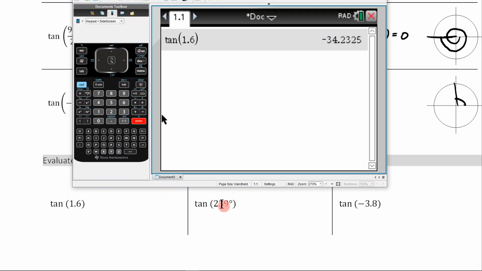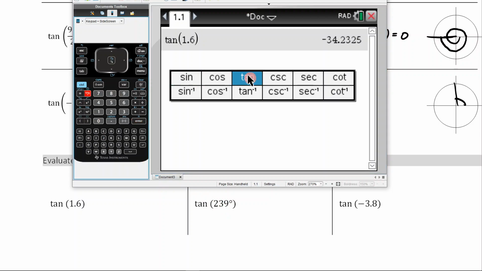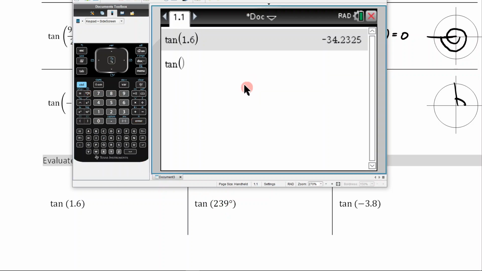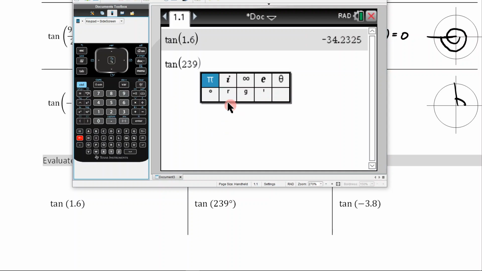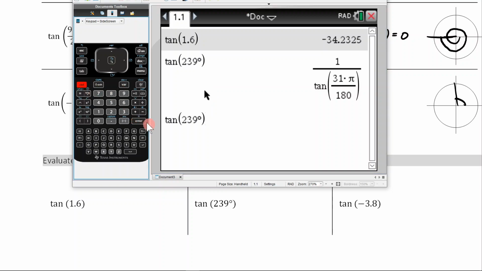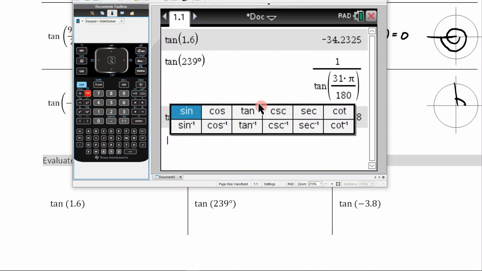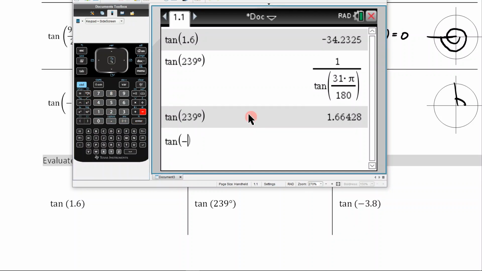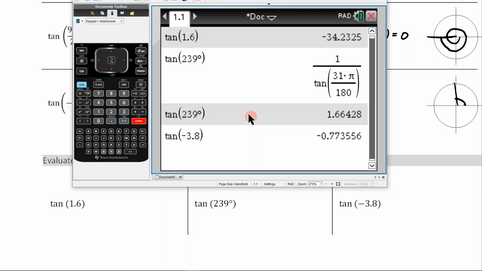So I'm going to go again, trig tan 239. And then, because it's degrees and my calculator is in radians, I need to make sure I tell the calculator this is degrees. So I do that, I do that. Oh, and it gives me that funny answer there because I need to hit Control equals to give me what I want. And then the last one is going to be trig tan negative 3.8. It's in radians, so I don't have to change anything. Hit enter, there it is right there.